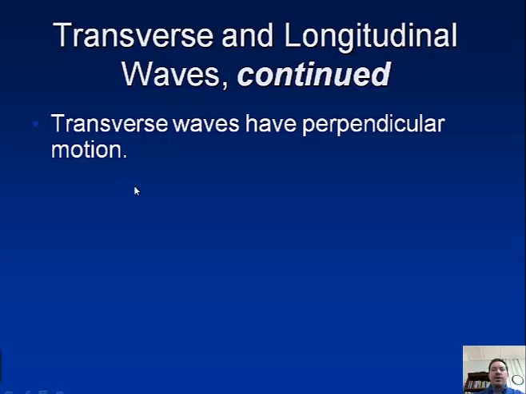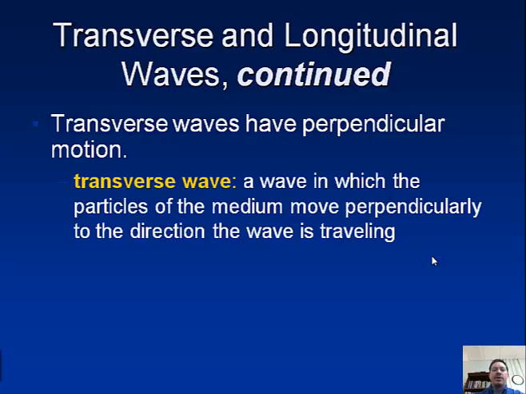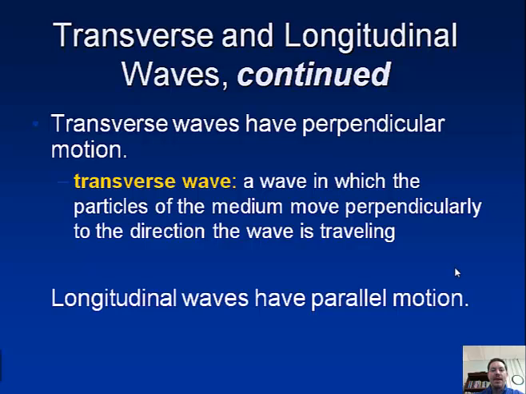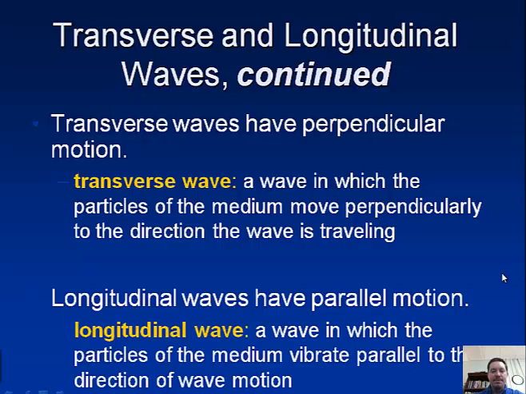Alright, so we say transverse waves have perpendicular motion. We can define a transverse wave as a wave in which particles of the medium move perpendicular to the direction the wave is traveling. Longitudinal waves have parallel motion. We can define a longitudinal wave as a wave in which particles of the medium vibrate parallel to the direction of the wave motion.